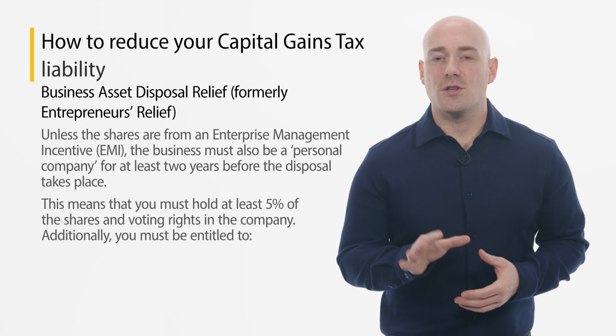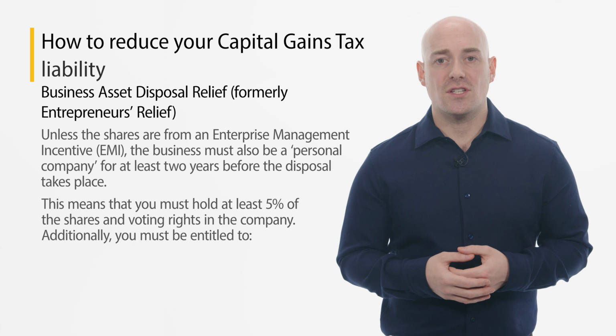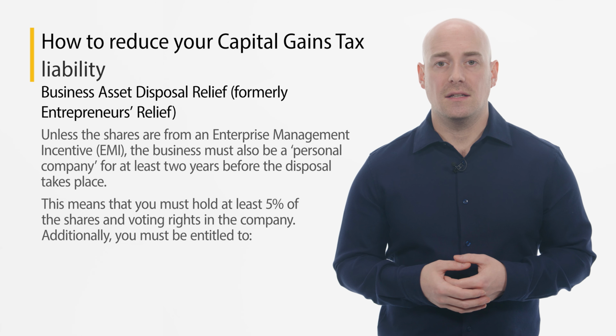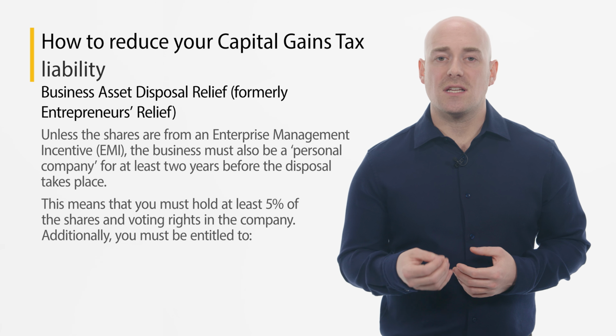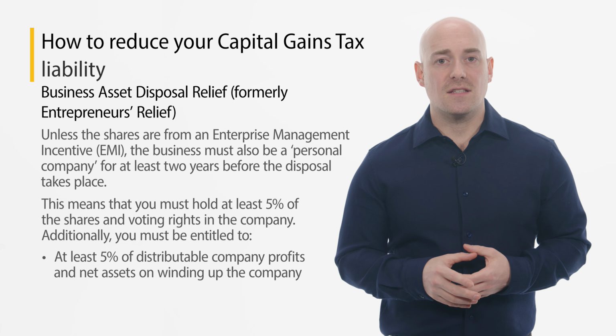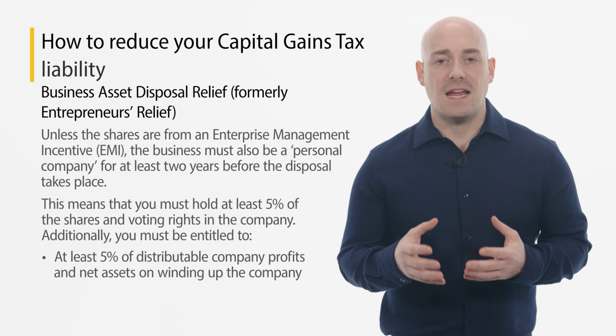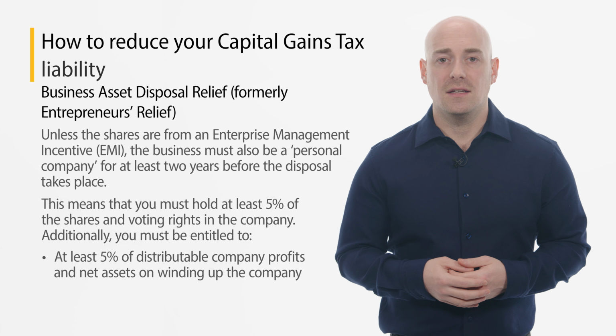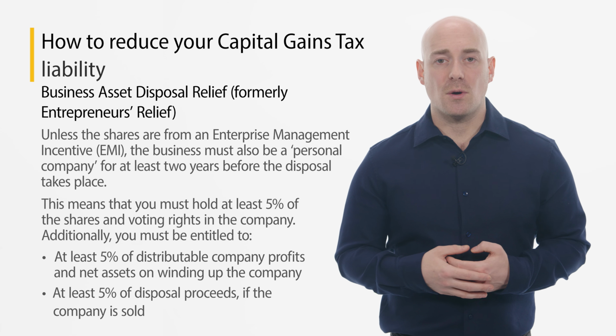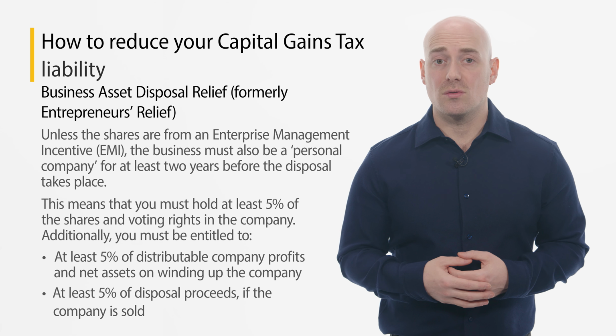This means that you must hold at least 5% of the shares and voting rights in the company. Additionally, you must be entitled to at least 5% of the distributable company profits and net assets on winding up the company, or at least 5% of the disposal proceeds if the company is sold.